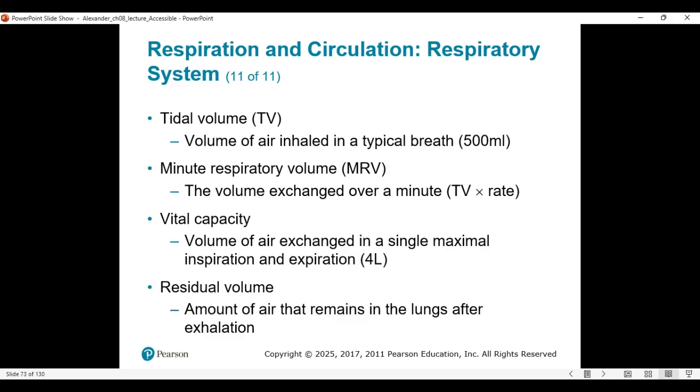Tidal volume is how much air we breathe in one breath, typically about 500 ml. Minute volume is the tidal volume times our respiratory rate. This gives us our total minute volume. Vital capacity.